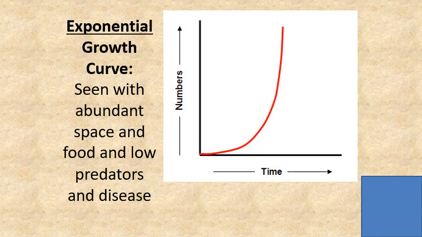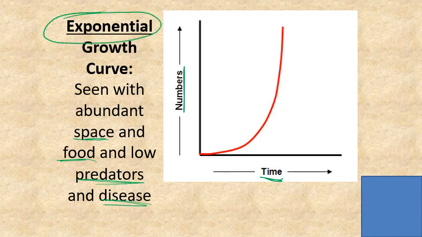So when we look at growth curves over time, what happens to the size of our population? Well, in exponential growth, if you have plenty of space, plenty of food, no predators or low predators, low disease, there's nothing limiting that population. That population is going to grow very quickly. So we see this term, exponential. With an exponent, we say x to the y. So the y is the exponent.